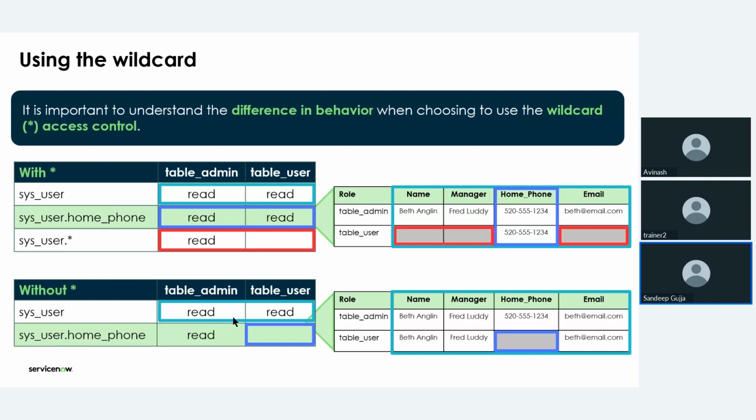In the same scenario, I'm going to add sys underscore user dot star. Then what happens if I'm giving access for only a single field, that is for a user? Table dot star is applicable for admin, which means admin will see all the fields and records, but that is not acting for the table dot user. That person can't see all the fields, only the field specifically mentioned. Here, home underscore phone is specifically mentioned to the table dot user, so that person has field level access.